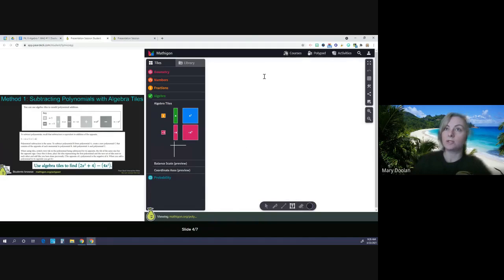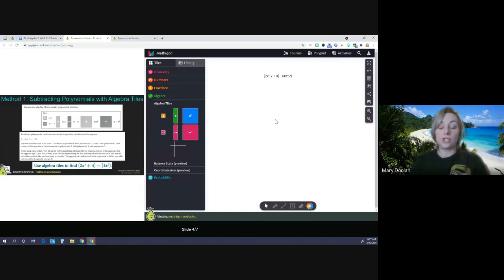So I'm going to use this text box tool, and up here I'm going to type out 2x to the second power plus 4, close parenthesis, minus, open parenthesis, 4x to the second power, close parenthesis. All right, so right now I just have what's typed out here.